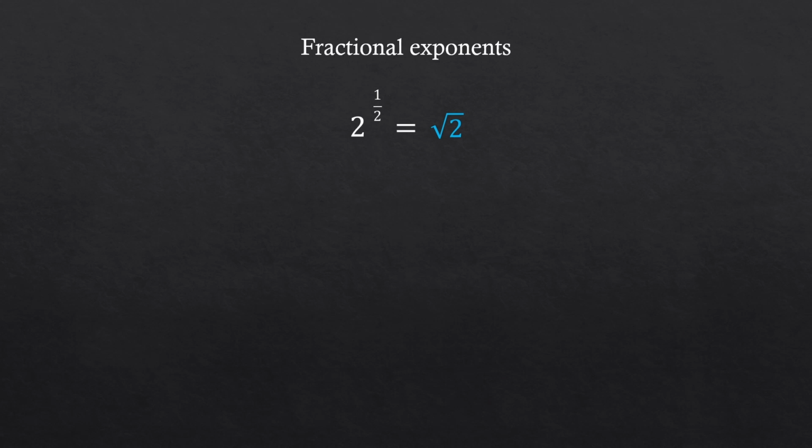So we can apply this concept to other numbers. What should 3 to the power of 1 over 2 be? Square root of 3. How about 4 to the power of 1 over 2? Square root of 4. And you know, square root of 4 is equal to 2, right? How about x to the power of 1 over 2? As long as x is some number, it should just be square root of x. I hope that was clear to you.